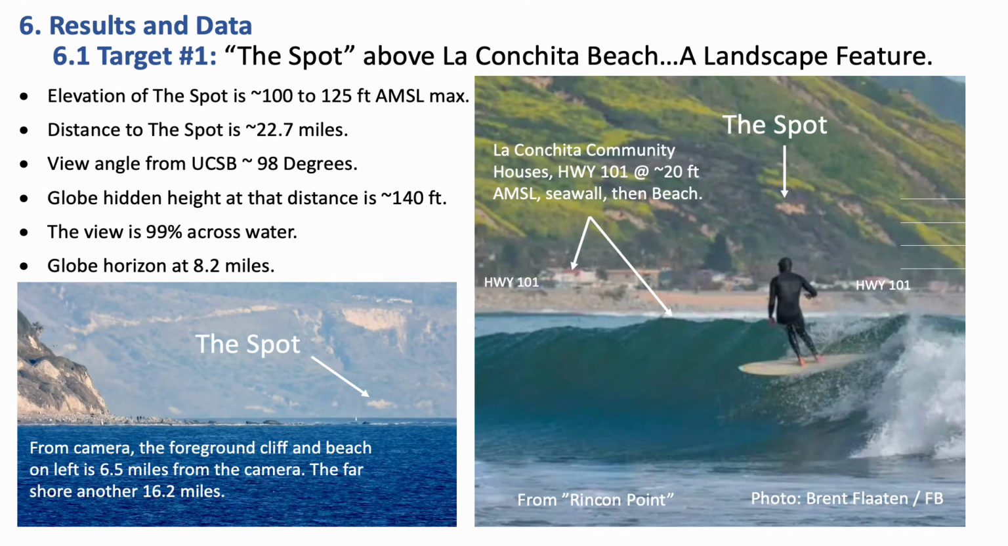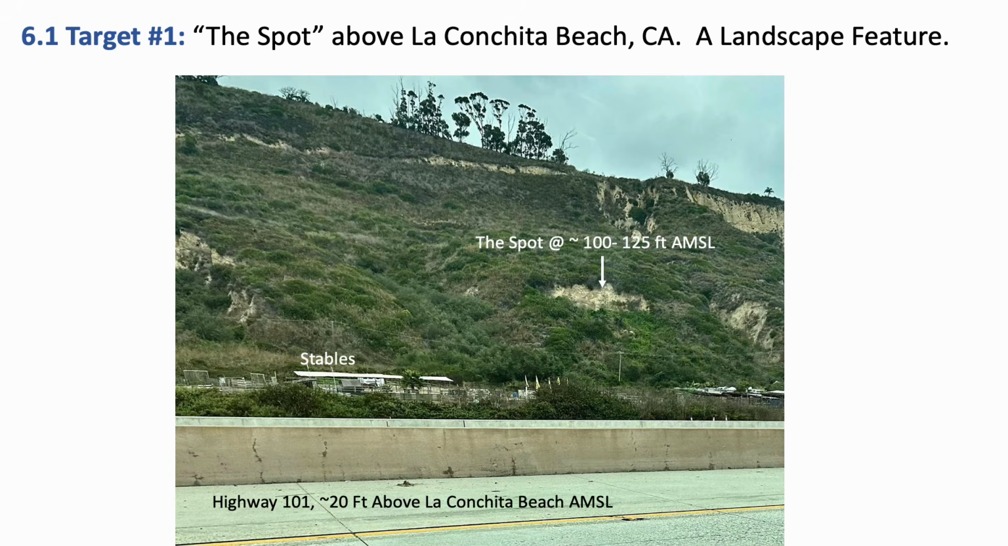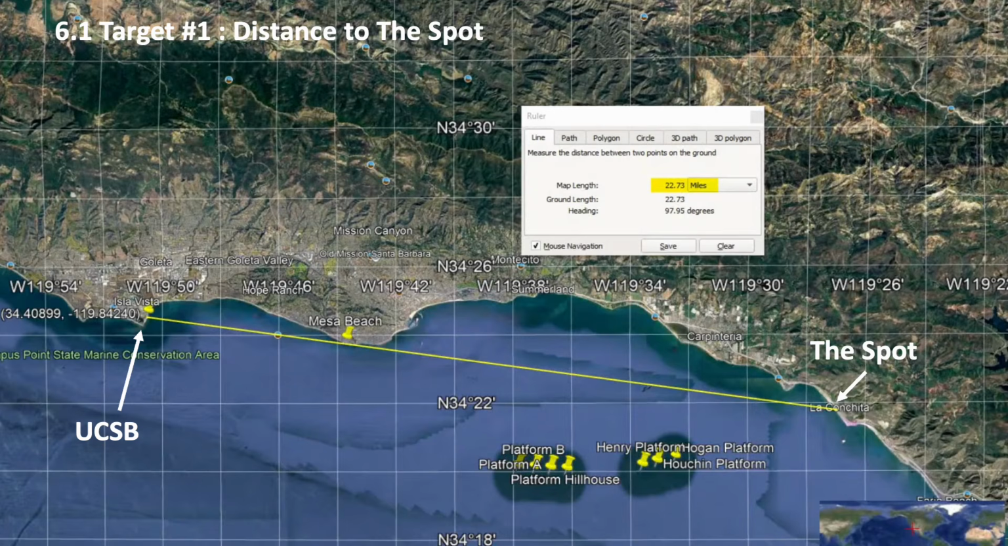Here's a view of the spot I took from driving south on Highway 101. The highway's about 20 feet above La Conchita Beach, and here's the spot, around 100 feet to 125 feet above mean sea level. These are the stables, and to the left is the community of La Conchita Beach. The distance to the spot from UCSB is 22.7 miles.